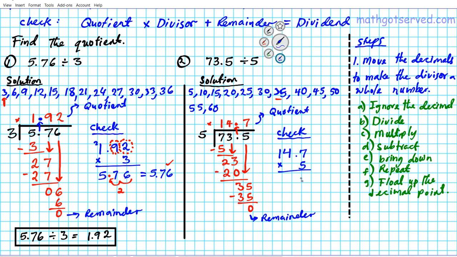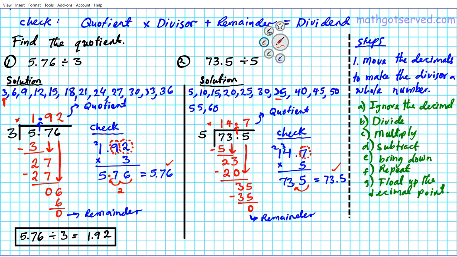Let's do it. 5 times 7 is 35. 5 carry 3. 5 times 4 is 20 plus 3, 23, 3. Carry 2. 5 times 1 is 5 plus 2, 7. There's only one digit to the right of the decimal point in our factors. So we're going to move our decimal point just one place. 73.5 is the answer. So question, is this result equal to our dividend? It certainly is. Check mark. Bam, our answer is correct.